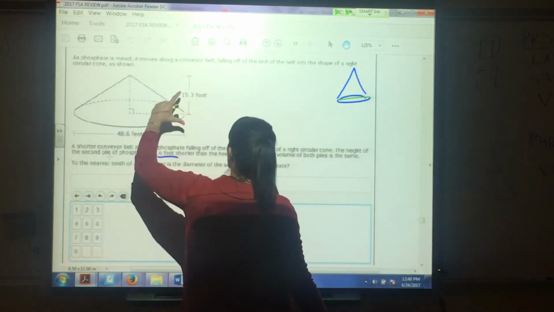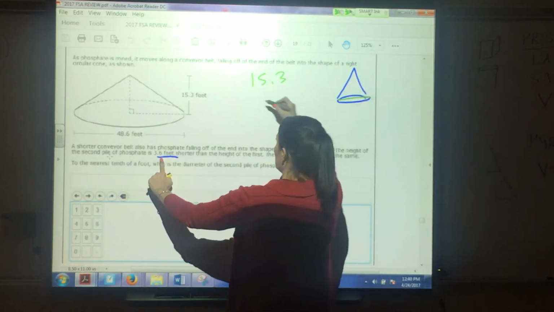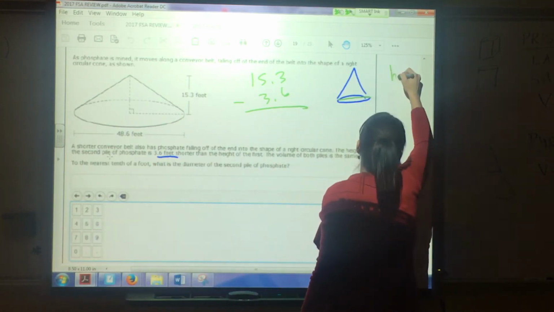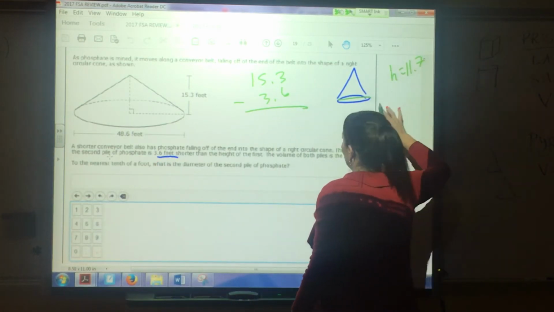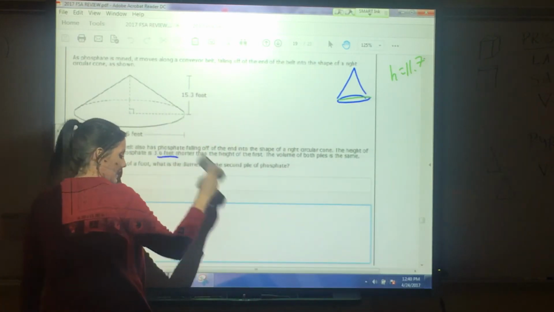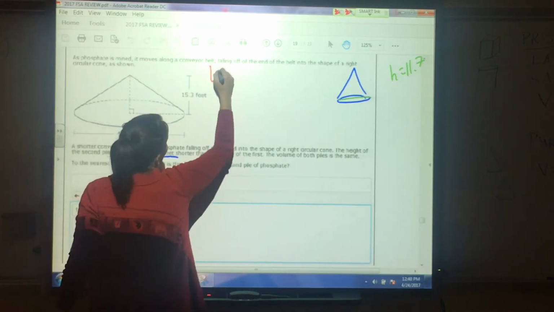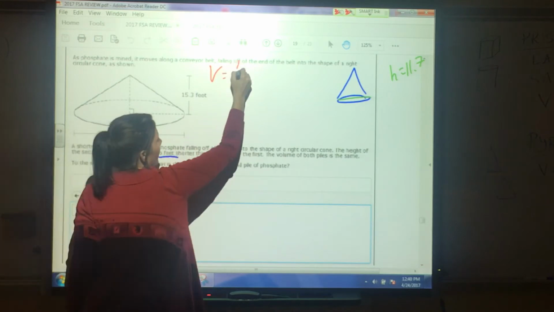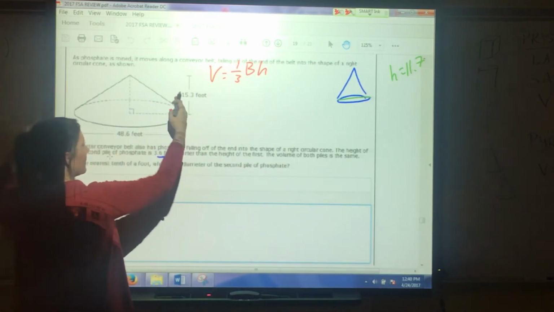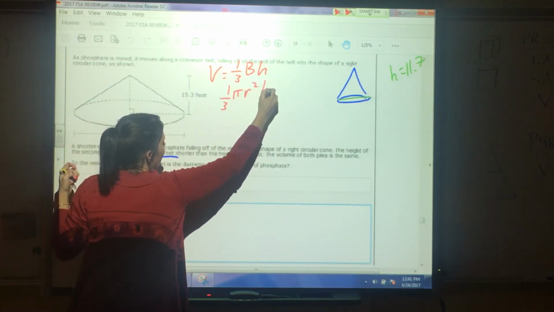If the height of this is 15.3, to figure out the height of this, we are going to subtract 3.6. You're going to get 11.7. We're going to hold that fact. It tells us that the volume is the same. So I'm going to figure out the volume of this one first. Formula for volume of a cone is 1/3 area of the base times the height. How we find the area of the base, because this is a circle, is going to be pi r squared.